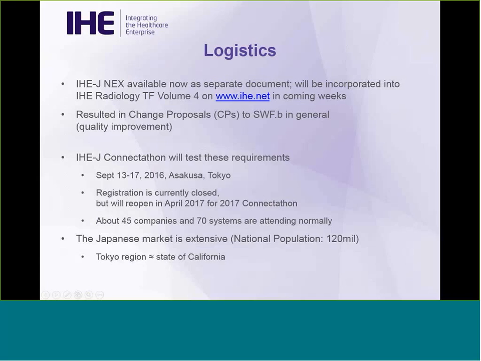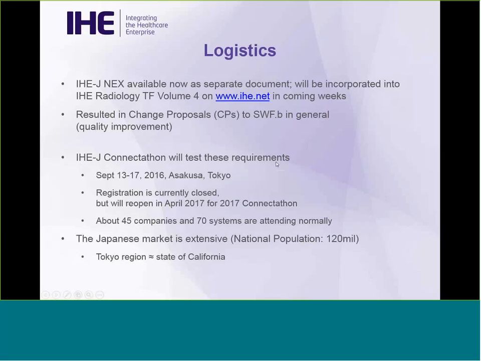So logistics: the Japanese National Extension currently is available as a separate document. It'll be incorporated into Volume 4 in the next couple of weeks. It resulted in a number of change proposals to Scheduled Workflow.b. So those of you who have just implemented SWF.b and aren't doing the Japanese National Extension, you'll notice a few CPs out anyway because there was some quality improvement based on things that Japan identified.